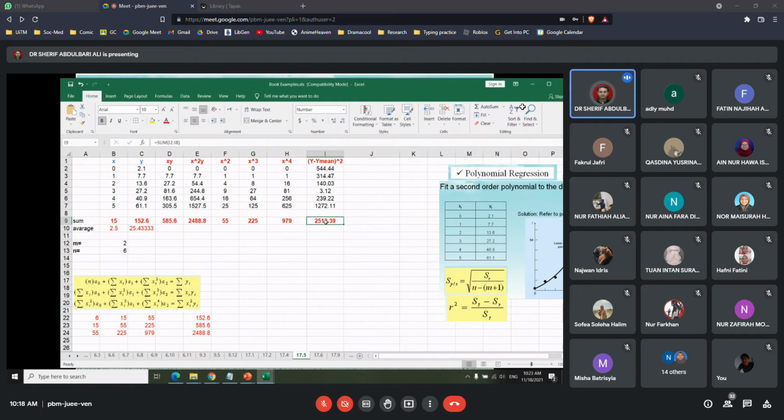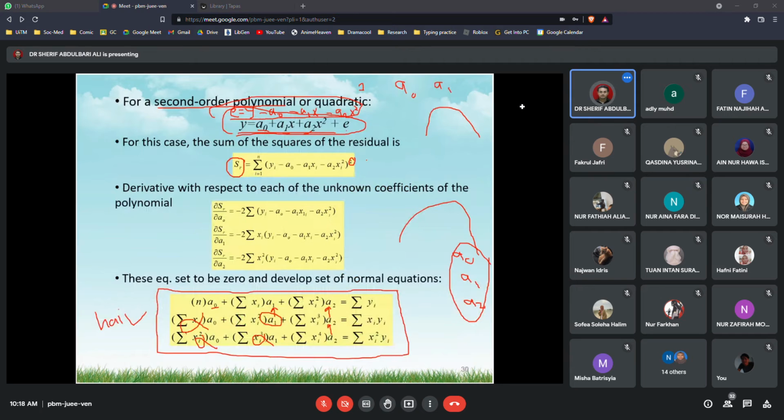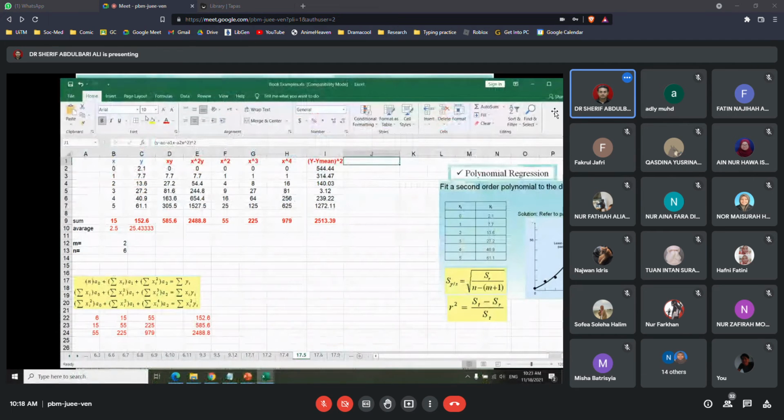I found the value of st. So now I can get the value of sr. Sr, remember, it's from our slide here, is equal to this equation here. This is how to get the sr. So I need to get this one in this column. So this is sr.